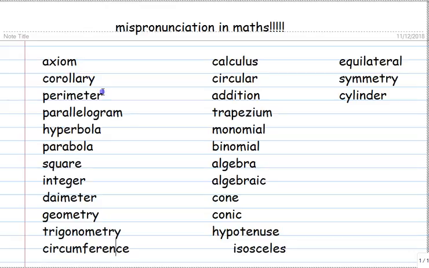Once again, let's go through all the words in one go. Axiom, corollary, perimeter, parallelogram, hyperbola, parabola, square, integer, diameter, geometry, trigonometry, circumference, calculus, circular, addition, trapezium, monomial, binomial, algebra, algebraic, cone, conic, hypotenuse, isosceles, equilateral, symmetry, cylinder.